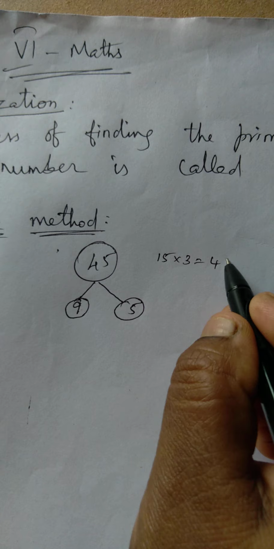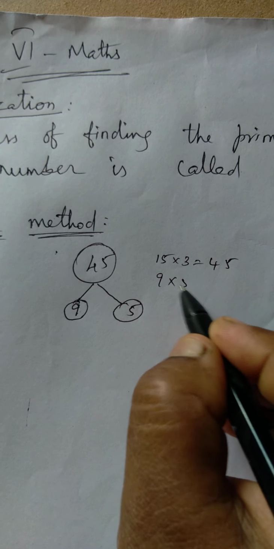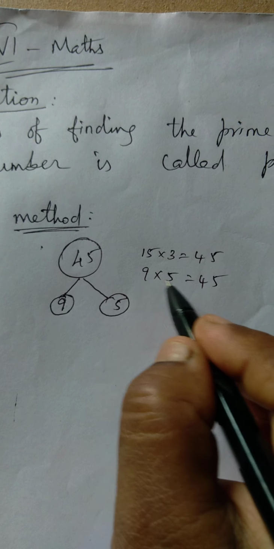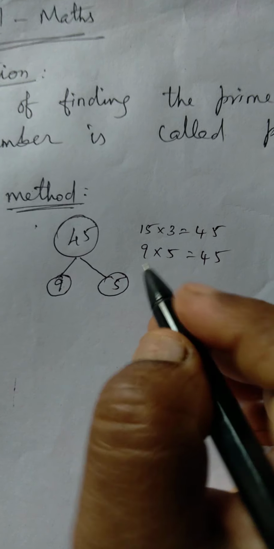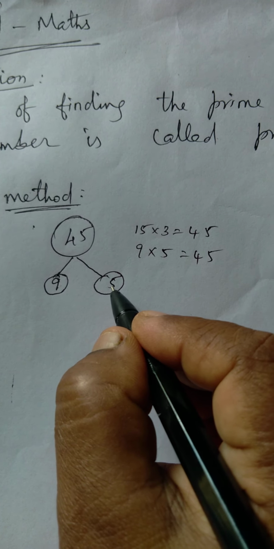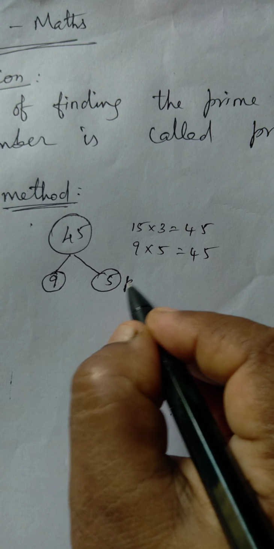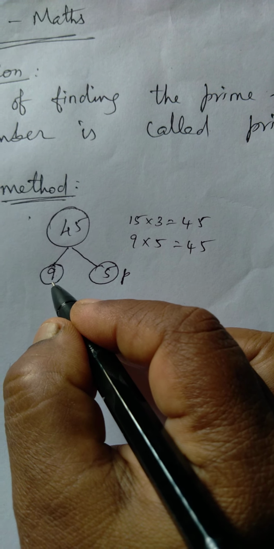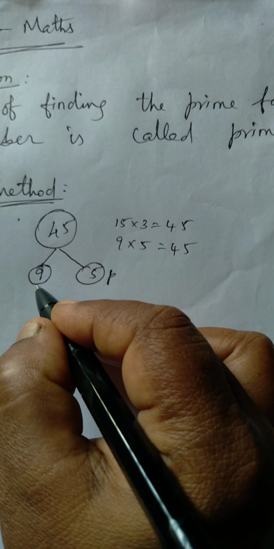15 3s are also 45. 9 5s are 45. So you can write any product here. Here I am taking 9 and 5. 9 in one circle, another circle 5. Here 5 is a prime number. 9 is composite. So this composite number 9 you should write as a product of prime factors.